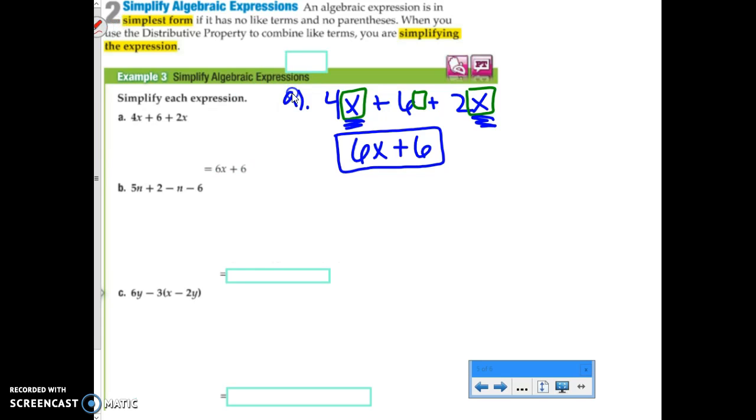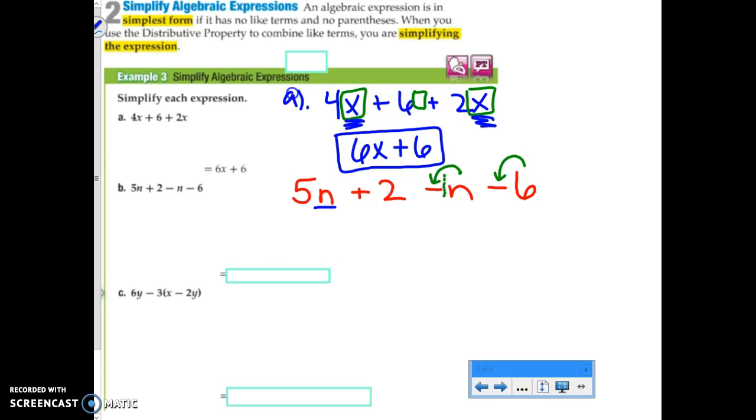Taking a look down here at B, we have 5n plus 2 minus n minus 6. Now you can look at this problem and rewrite it just like we did on the last slide as an all addition problem. Or you can say that, hey, this symbol that's directly in front of my n actually sticks with my n. So it's really a negative 1. Remember there's a coefficient of 1 there. It's really a negative 1n, okay? Or likewise, this 6 carries that subtraction symbol directly in front of it. So it's actually a negative 6. All right, so first let's combine our like terms, okay?